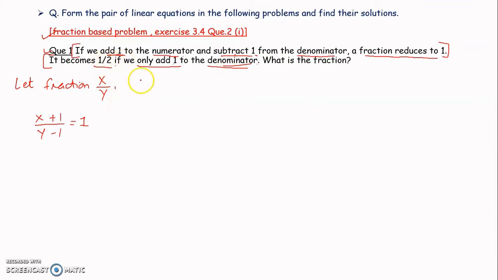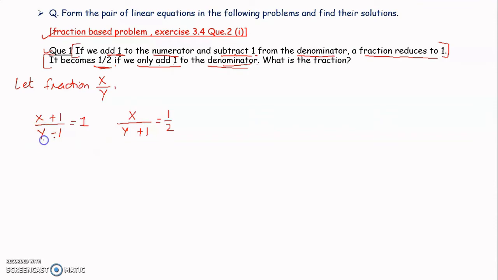So we'll add 1 to the denominator. The numerator will remain as it is, that is x, and in the denominator we will add 1, so it becomes y plus 1. So the fraction becomes 1 by 2. Here I have written 1 by 2. Now if you simplify those two, you will get two equations.